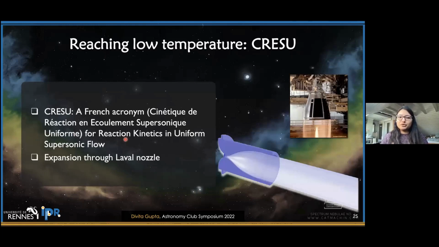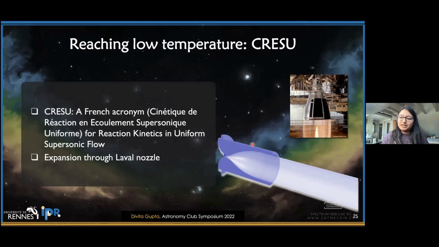For reaching the low temperatures, I use a technique called CRESU. This is a French acronym, which basically stands for reaction kinetics in uniform supersonic flow. It involves an expansion of gas through a Laval nozzle. This design was actually used in rocket engines, okay? This kind of design, which is divergent over here, is used for rocket engines to reach hypersonic speeds. The gas passing through here reaches a hypersonic speed that helps with the propulsion, okay?